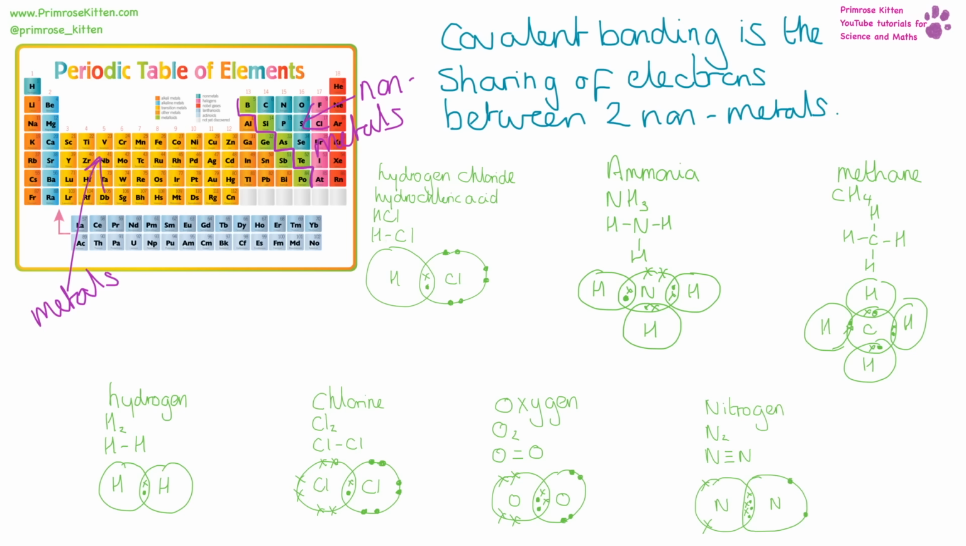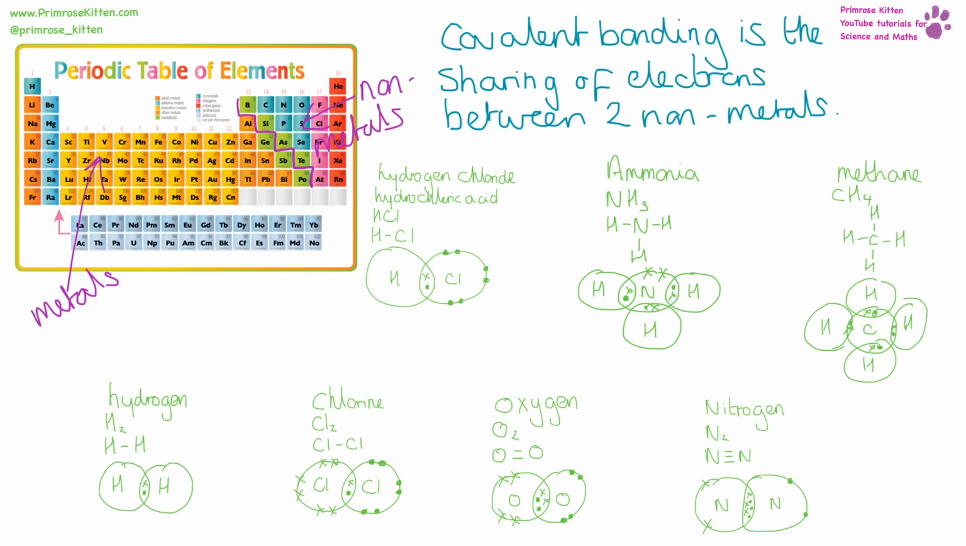So hydrochloric acid or hydrogen chloride, 1 element of hydrogen, 1 element of chlorine. Ammonia, NH3, nitrogen in the middle, 3 hydrogens coming off around the side. Methane, CH4, carbon in the middle, 4 hydrogens branching off it. Hydrogen, H2, very simple one there. Chlorine, halogens go around as diatomic molecules.